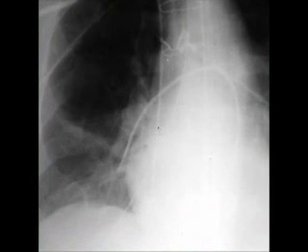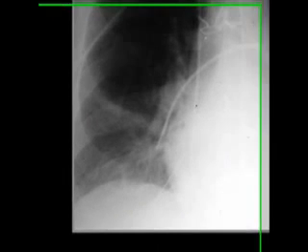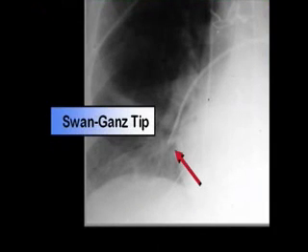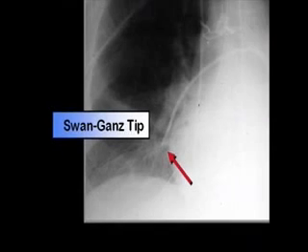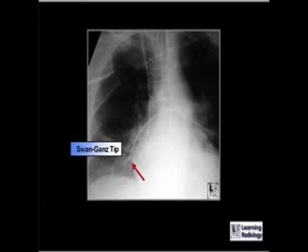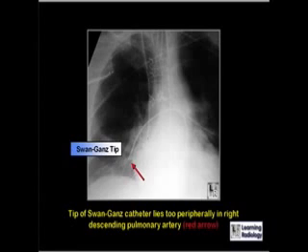What could be better about the placement of this Swan-Ganz catheter? Well, the tip of the Swan-Ganz catheter is in the right descending pulmonary artery. It's a little too far out peripherally. Ideally, the tip of the Swan-Ganz catheter should lie about 2 centimeters from the hilum in order to avoid the risk of occlusion of a branch vessel.